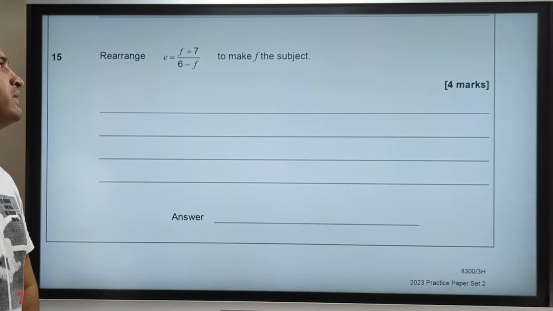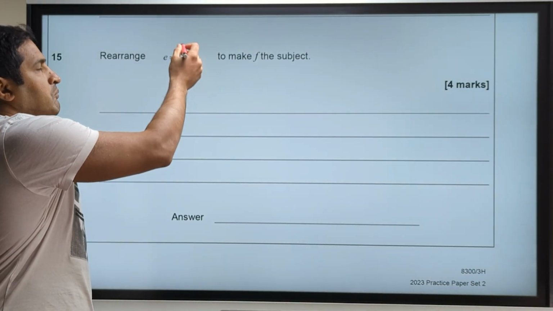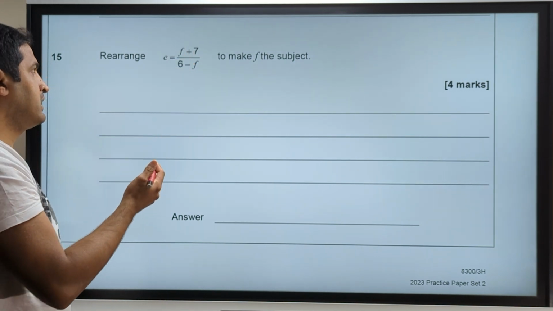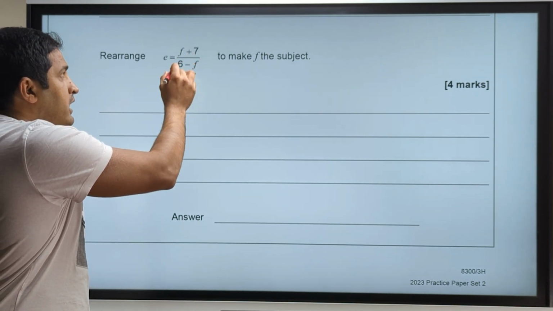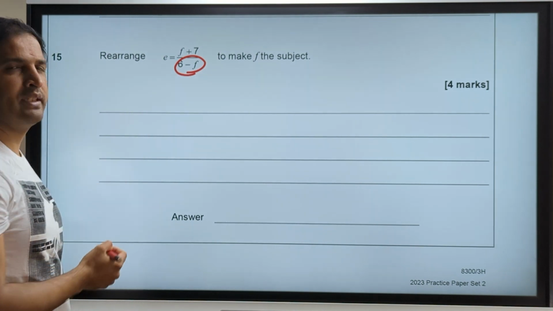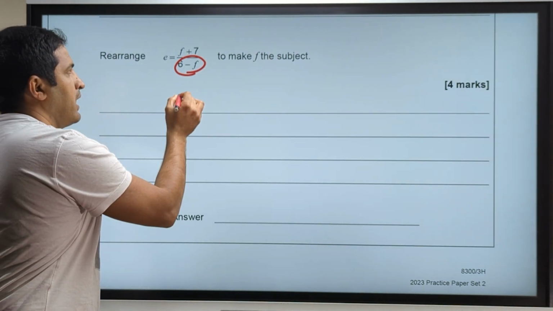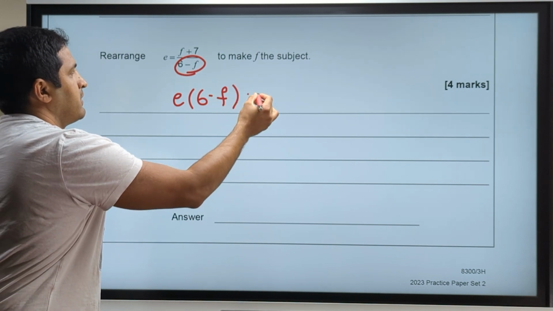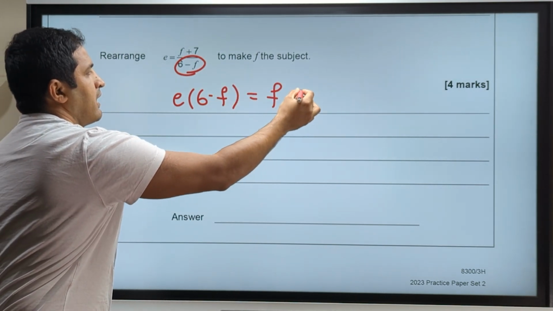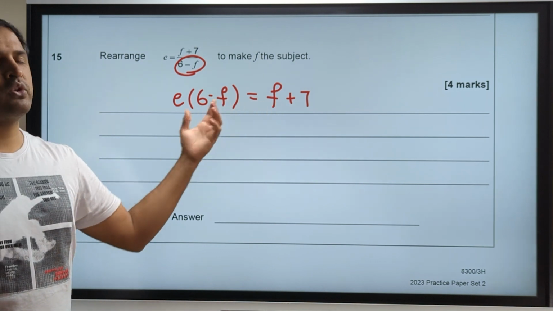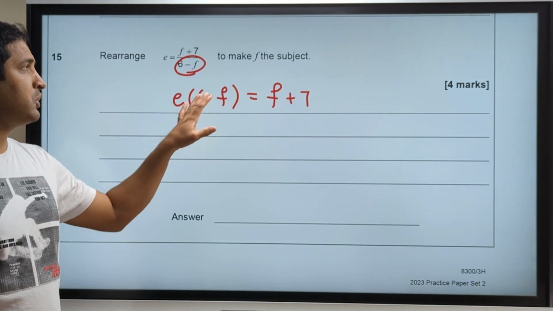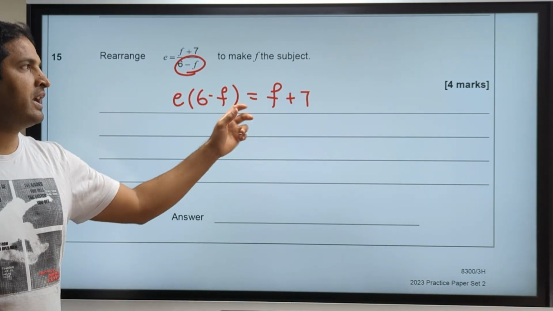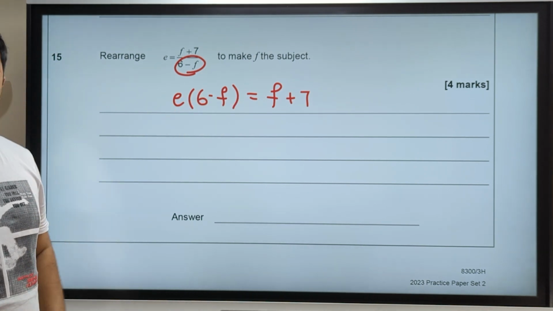Rearrange to make f the subject. If you have f in two places, the first thing I would do is multiply both sides by 6 minus f. So we will have e times 6 minus f, which is equal to f plus 7. Now you've got f on both sides of the equal sign, so we need to multiply out these brackets and make sure we collect the f on one side of the equal sign.